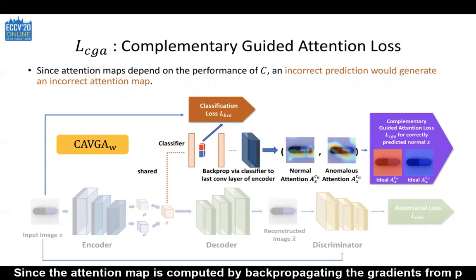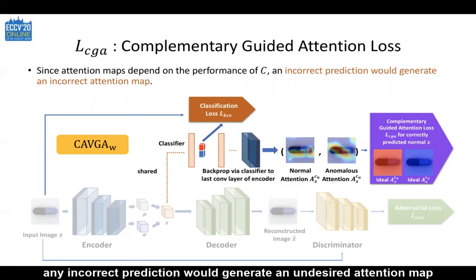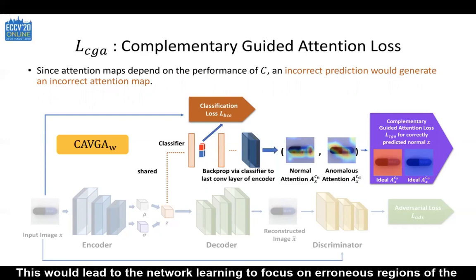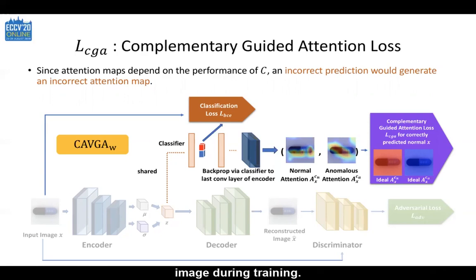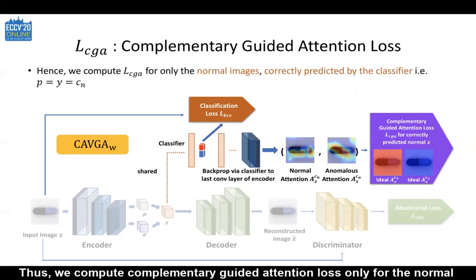Since the attention map is computed by backpropagating the gradients from P, any incorrect prediction would generate an undesired attention map. This would lead to the network learning to focus on erroneous regions of the image during training. Thus, we compute the complementary guided attention loss only for the normal images correctly predicted by the classifier, that is, if P is equal to Y is equal to CN.